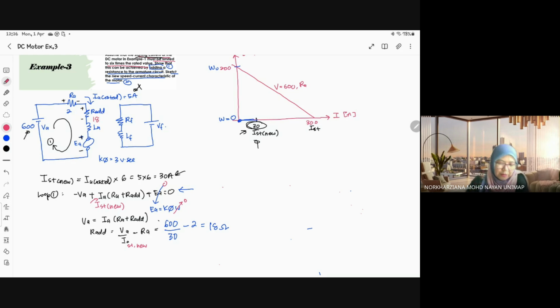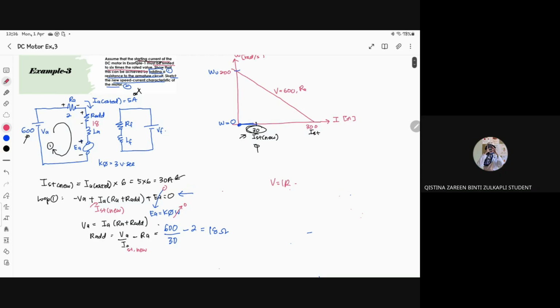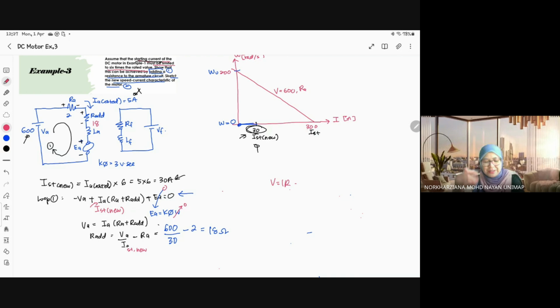So when you add one more resistance component inside your armature circuit, the more the resistance, will the current be higher or lower? V equals IR. Let's look at the graph first. With this additional resistance, the value is 18. Let's check the no load first. Is there any change at the no load?